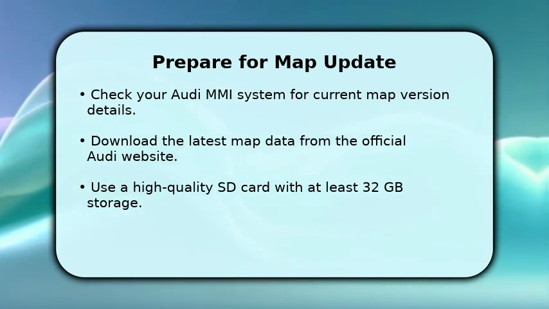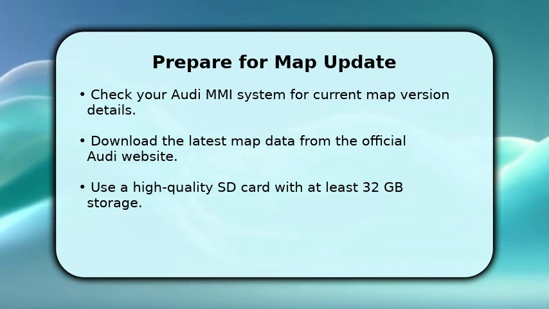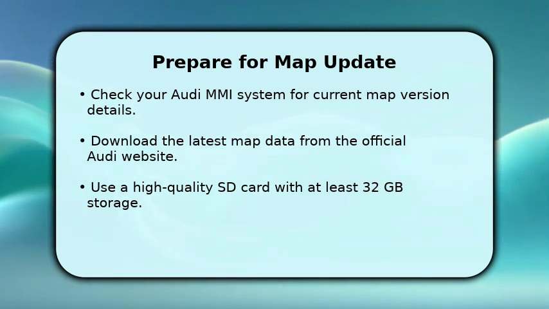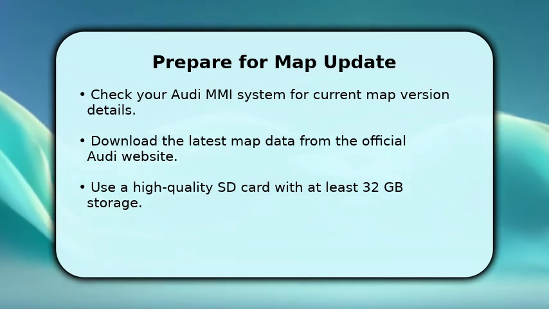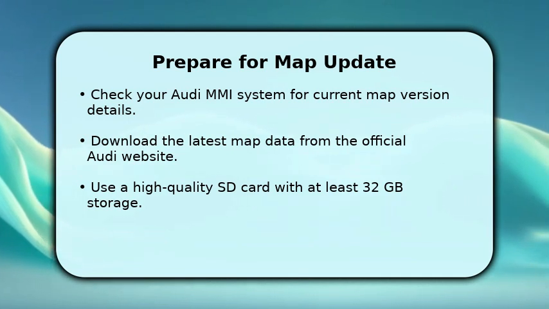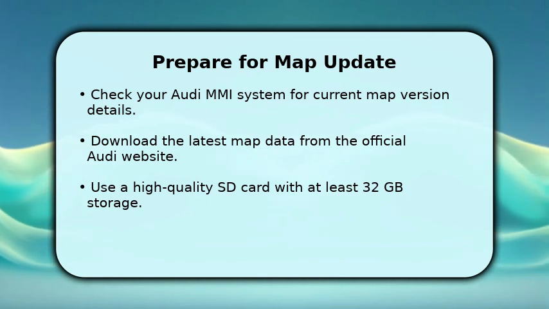This helps confirm which update you need. Next, visit the official Audi website and log into your account to download the latest map data package. Make sure you have a reliable, high-speed internet connection. Finally, transfer these downloaded files onto a formatted SD card, ensuring it has sufficient storage, typically at least 32 GB, for the entire map update.